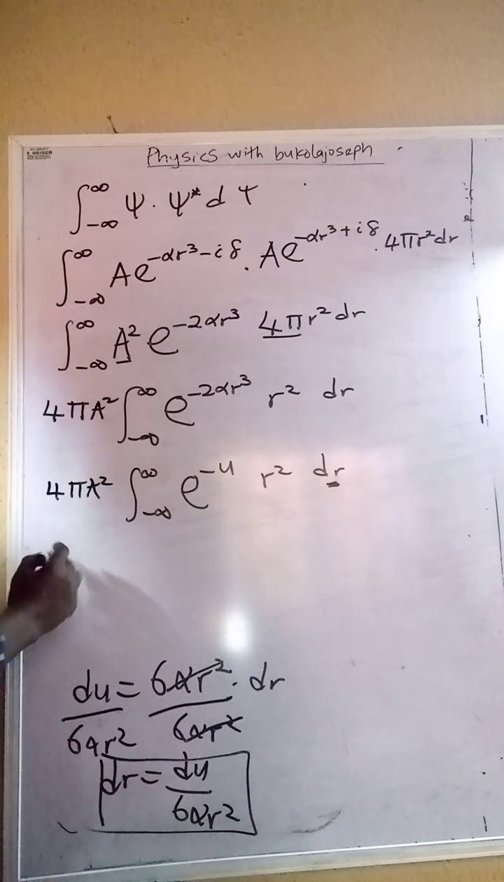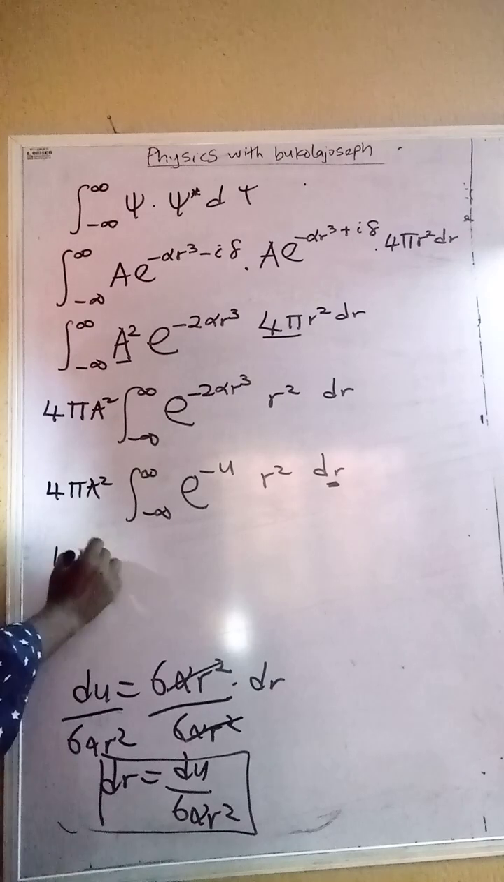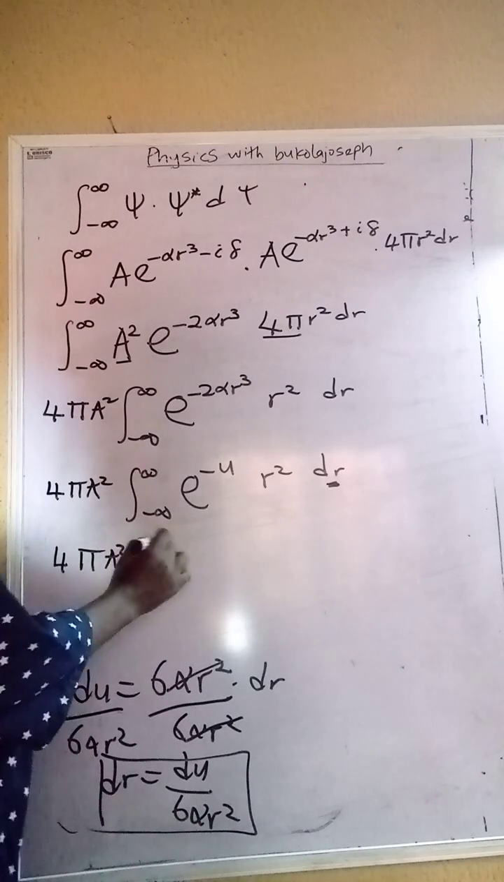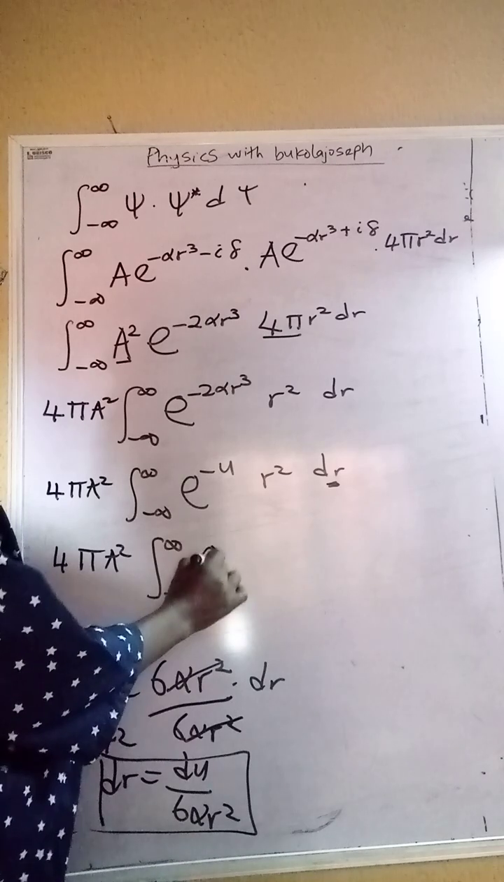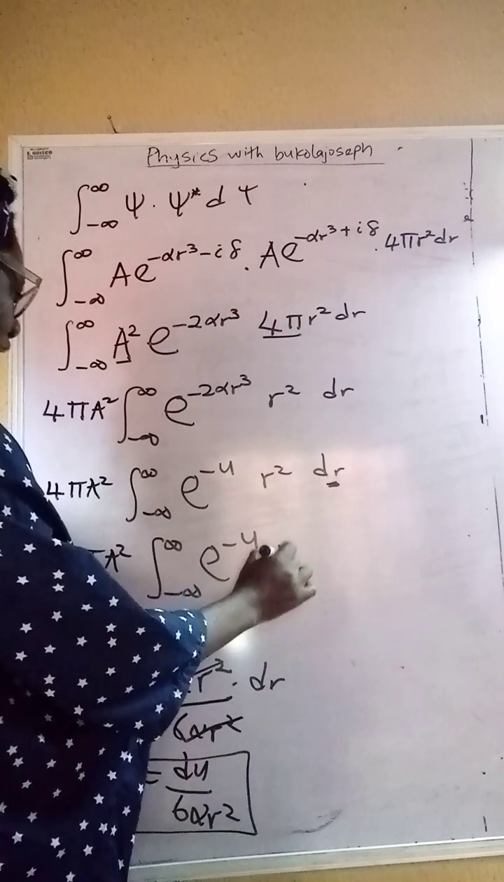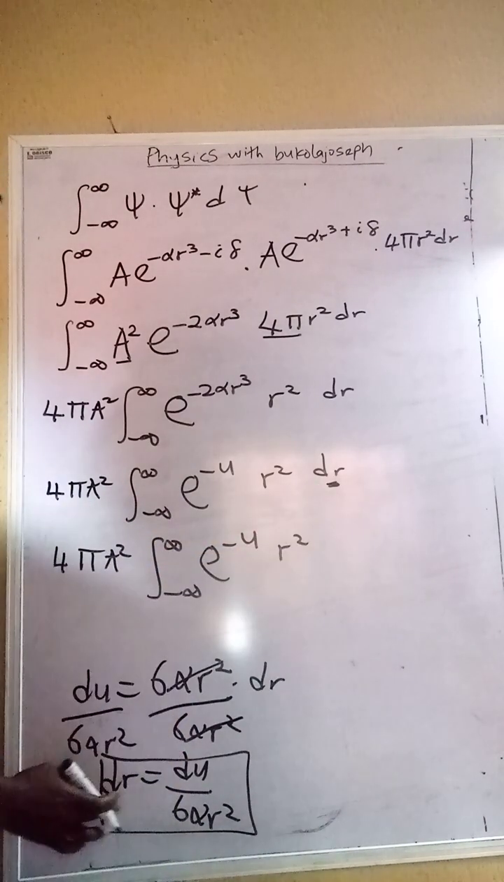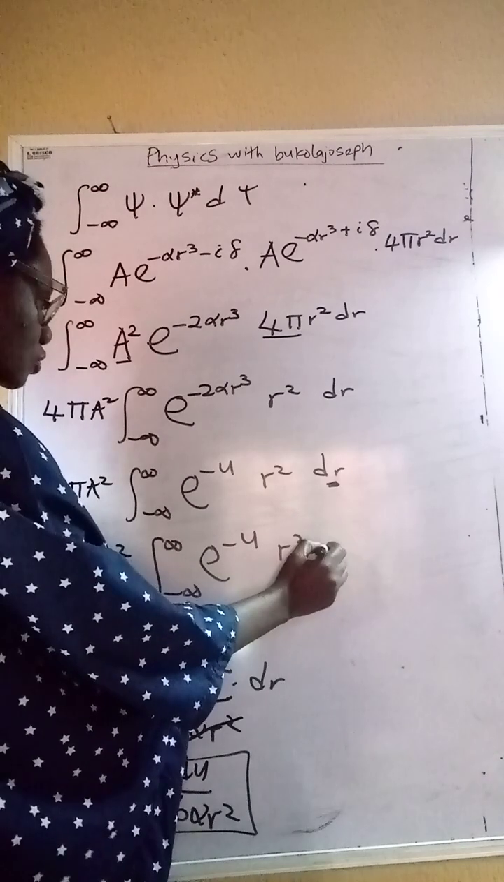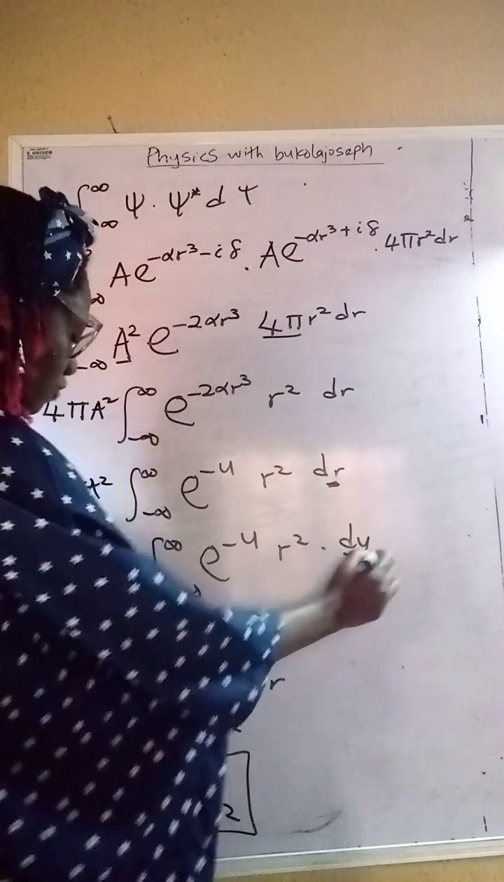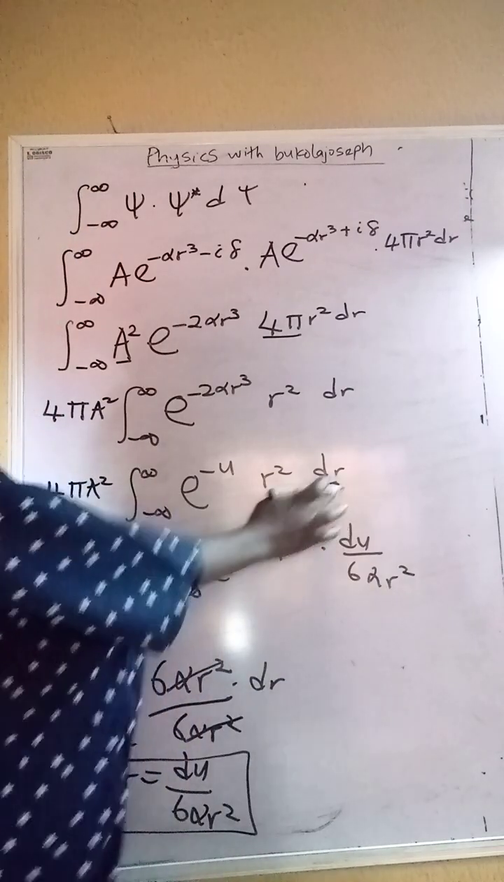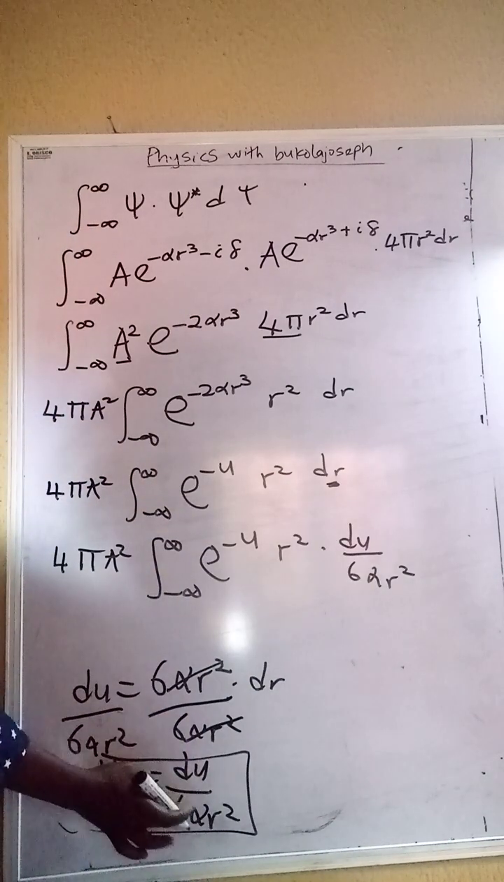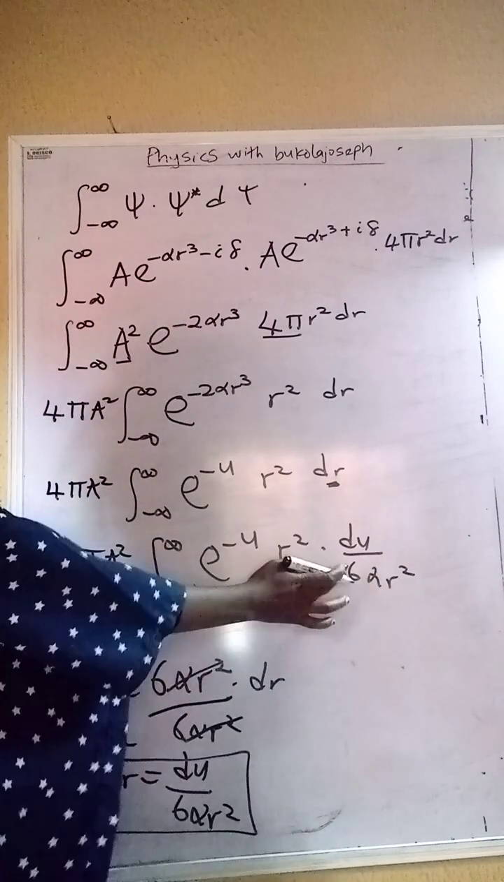So this equation becomes, if we substitute, 4 pi a squared, this exponential minus u r squared dr. We are substituting with this, it becomes what? Dot du all over 6 alpha r squared. We substituted dr in place of du all over 6 alpha r squared. That's what we did here.